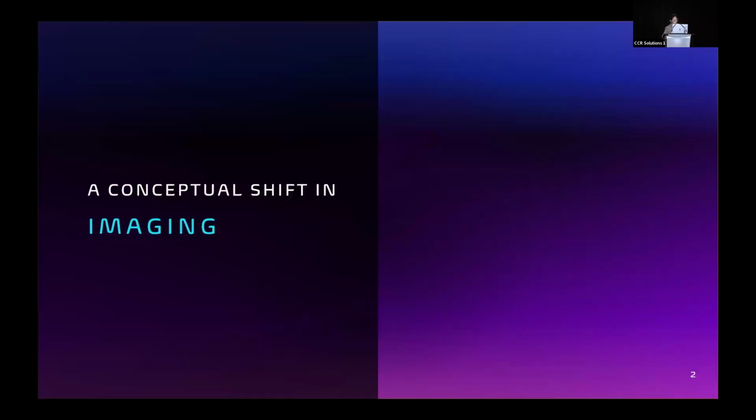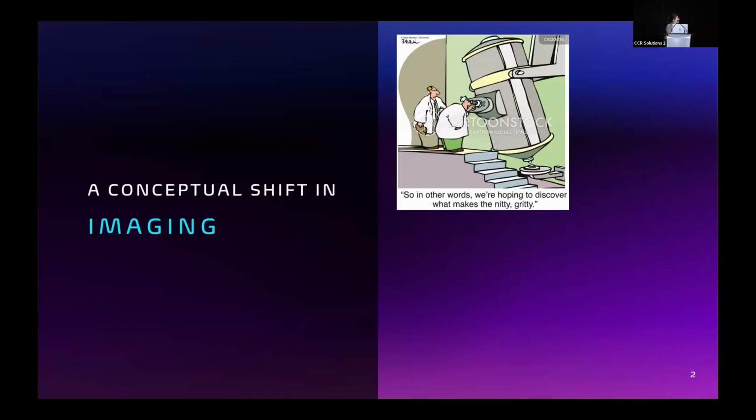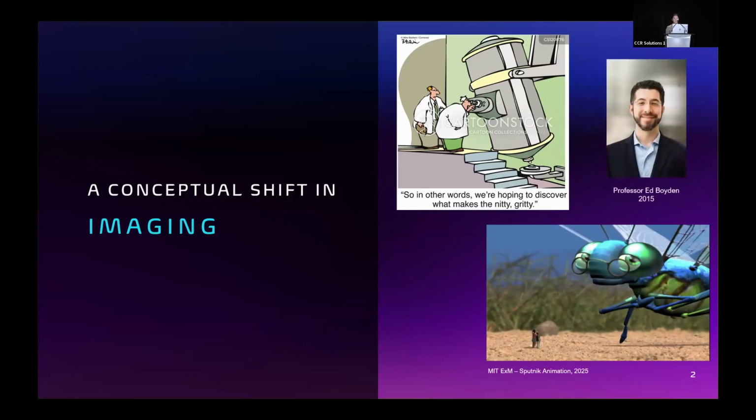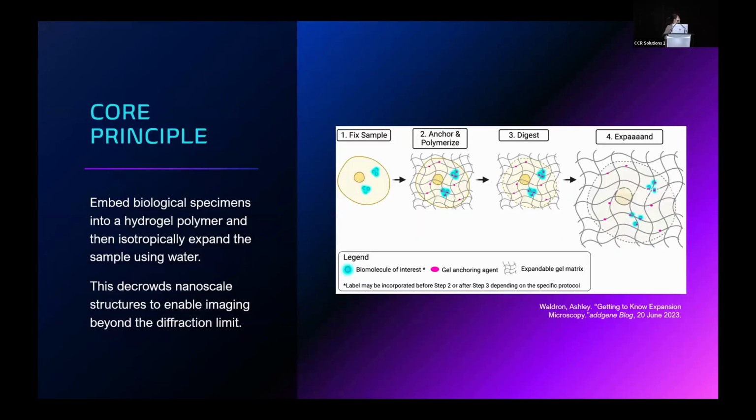So expansion microscopy really transformed how we image at the nanoscale, not by refining the microscope itself, but by physically enlarging the sample. This deceptively simple idea has opened an entirely new field and new avenues for accessing molecular detail using standard microscopes, and it was developed by Dr. Ed Boyden and his team in 2015.